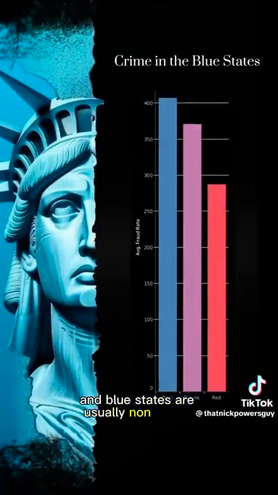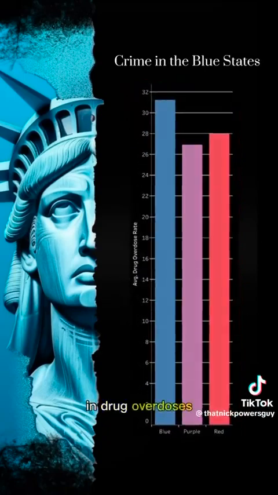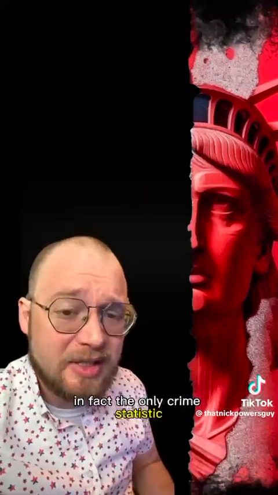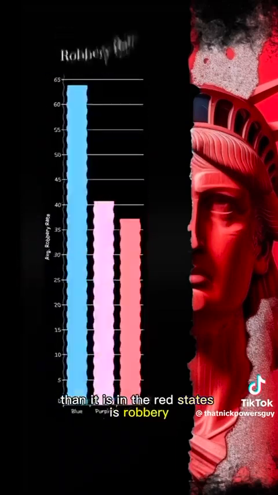The types of crime that occurs in higher rates in blue states are usually non-violent crime like fraud and drug overdoses. And of course, firearm ownership is much higher in the red states than it is in the blue states. In fact, the only crime statistic that could be considered violent that's higher in the blue states than it is in the red states is robbery. But now let's go ahead and look at finances and poverty rates.